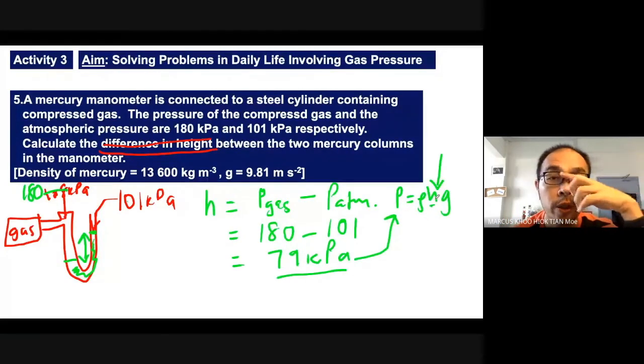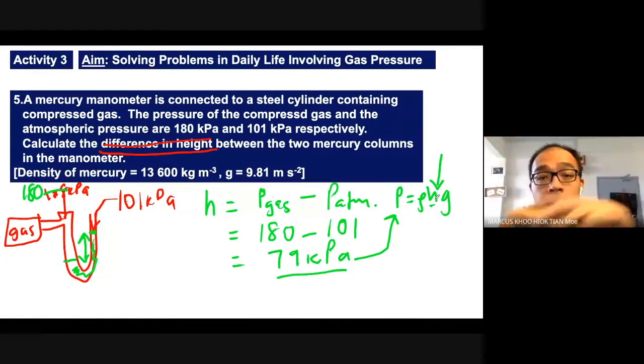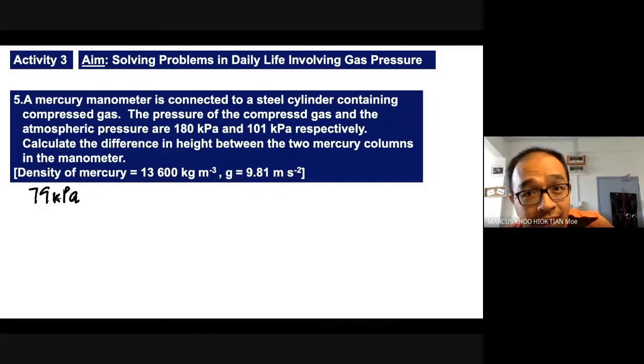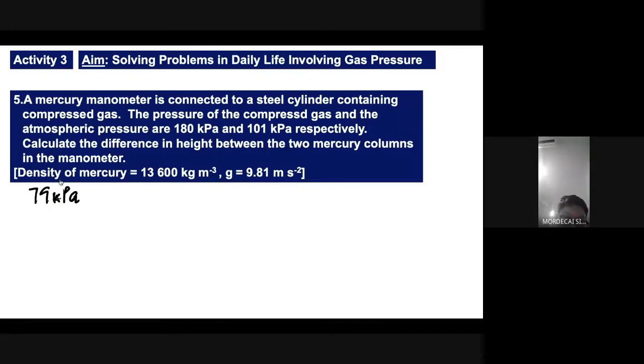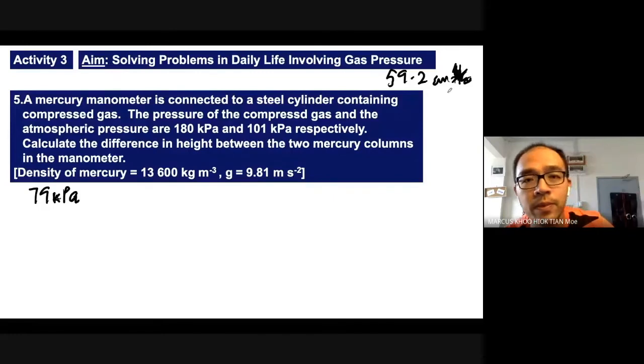We need to know how to work these two formulas around. 59.2. Is this right? 59.2 centimeter mercury. Oh, calculate the difference in height, in centimeters. Can you tell me how you got 59.2? Tell me your working first.